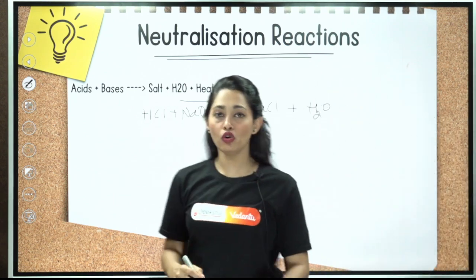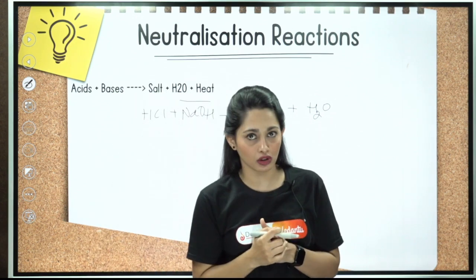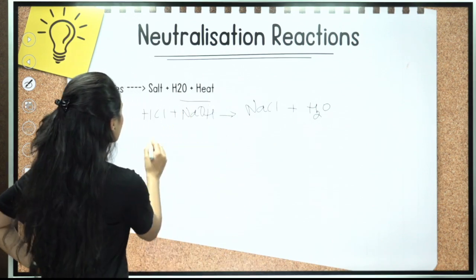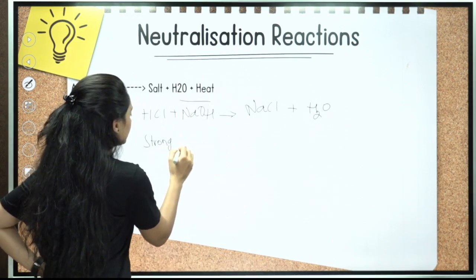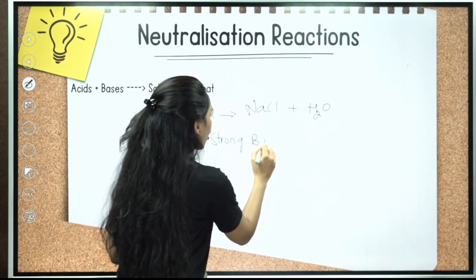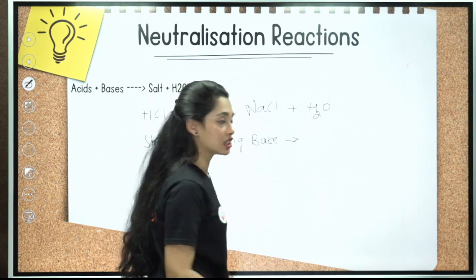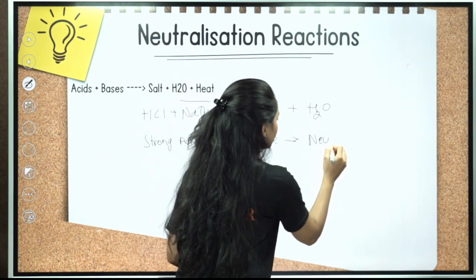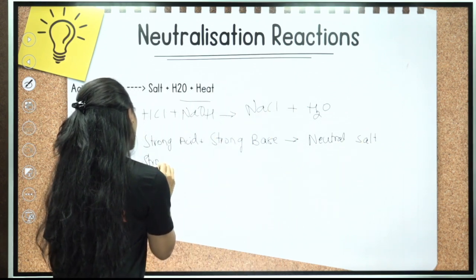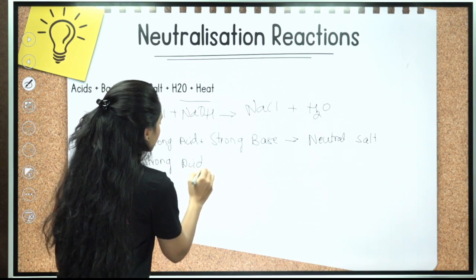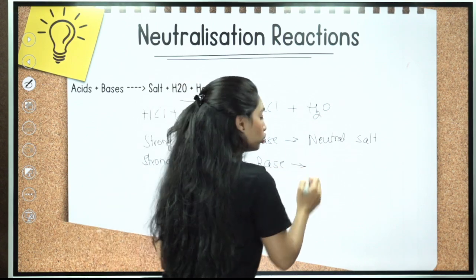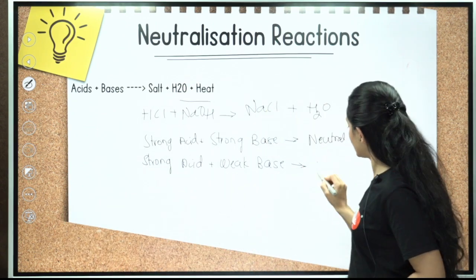We know there are different kinds of acids, right? There are strong acids and there are weak acids. When a strong acid reacts with a strong base, it is going to form a neutral salt. When a strong acid reacts with a weak base, the acidity is going to overpower the basicity. So an acidic salt is formed.